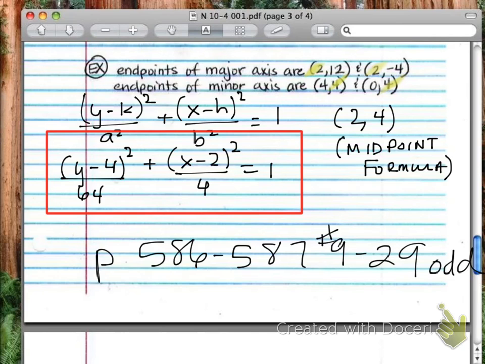And the next thing you would do would be to graph it, and you'd have to graph your center, your foci, and then A and B.